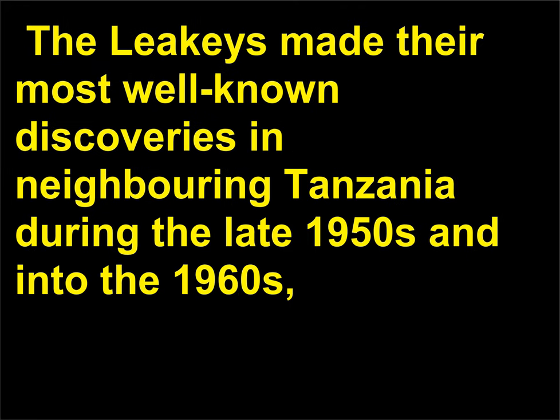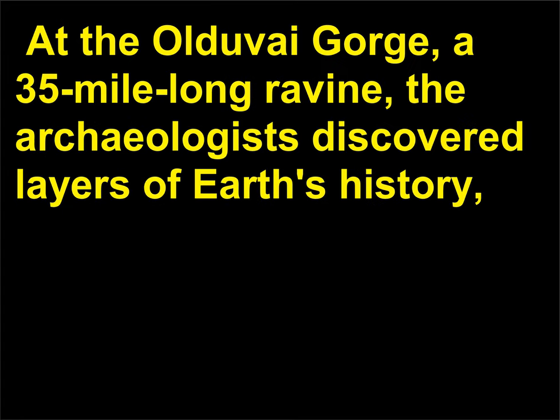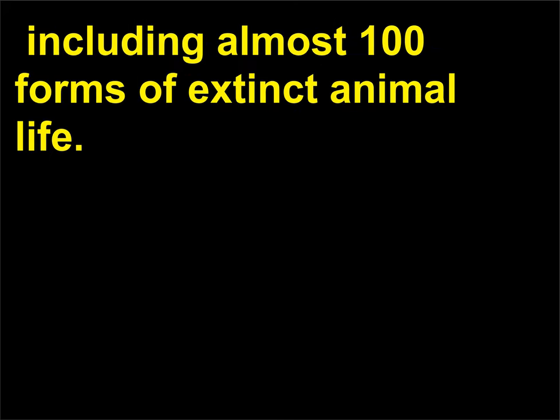The Leakeys made their most well-known discoveries in neighboring Tanzania during the late 1950s and into the 1960s, proving that human evolution was centered in Africa. At the Olduvai Gorge, a 35-mile-long ravine, the archaeologists discovered layers of Earth's history, including almost 100 forms of extinct animal life.